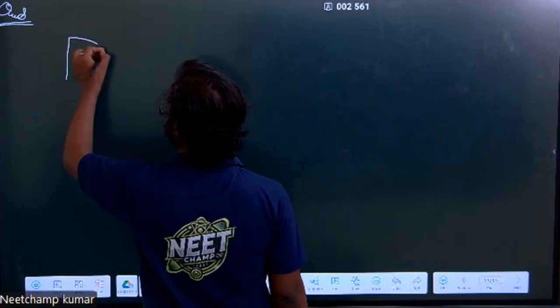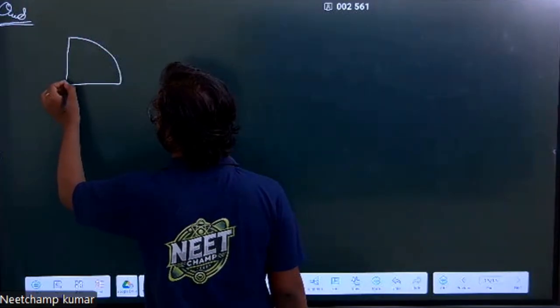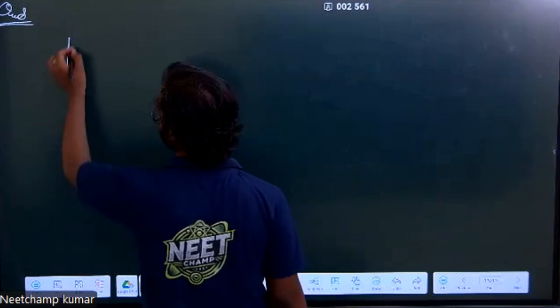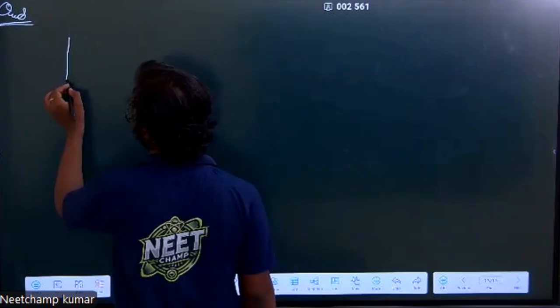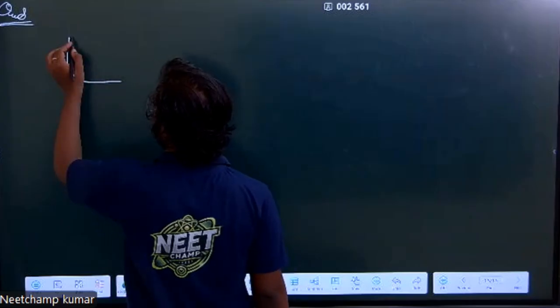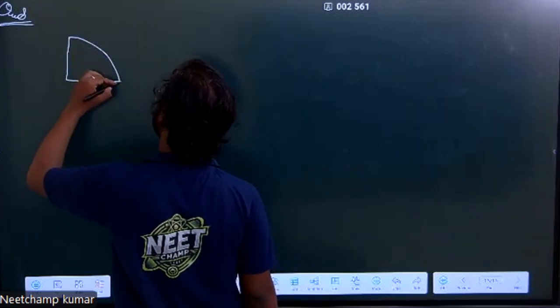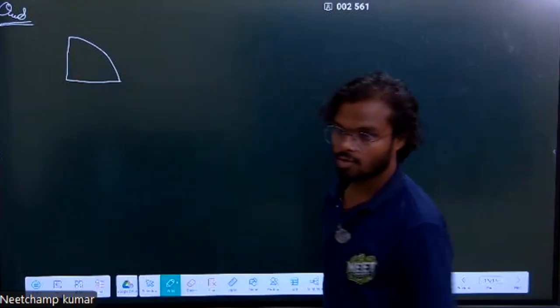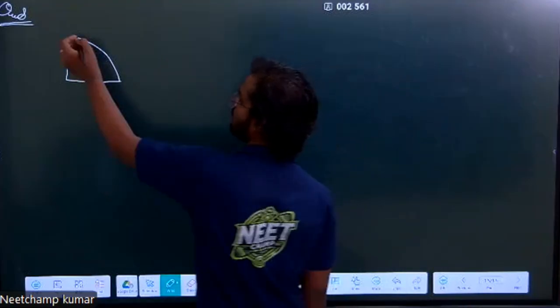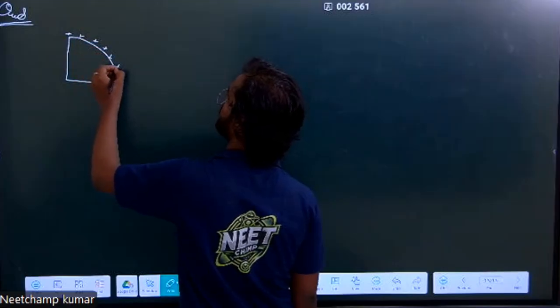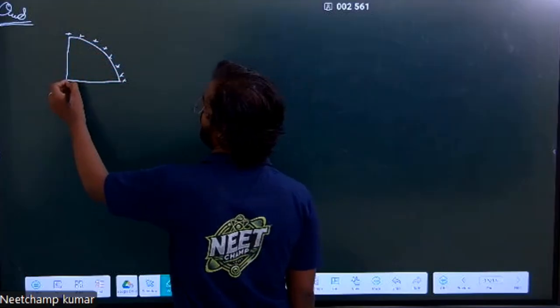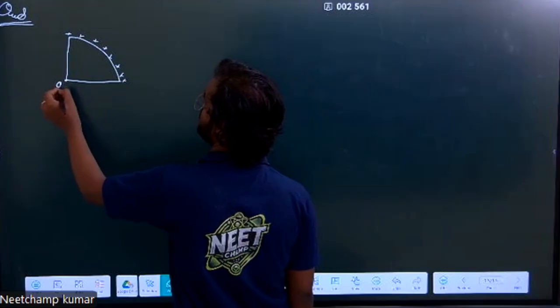Suppose I have a quarter ring, a quarter of the circle. Let me draw it properly. Okay, suppose it is a small quarter, and I have given a charge q over this, and there is one charge q placed here.